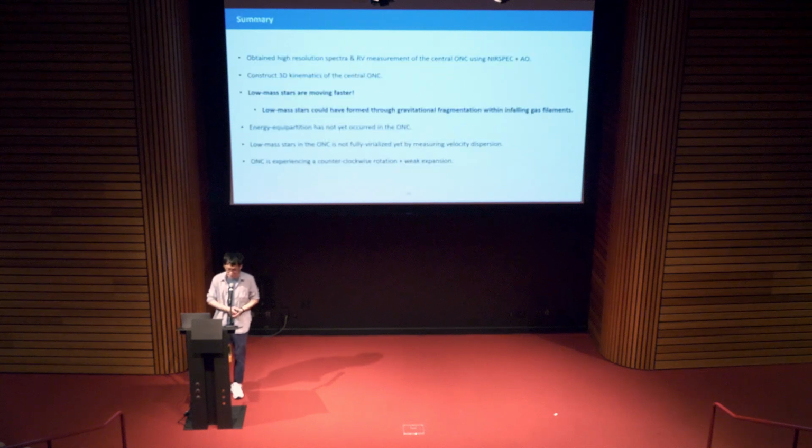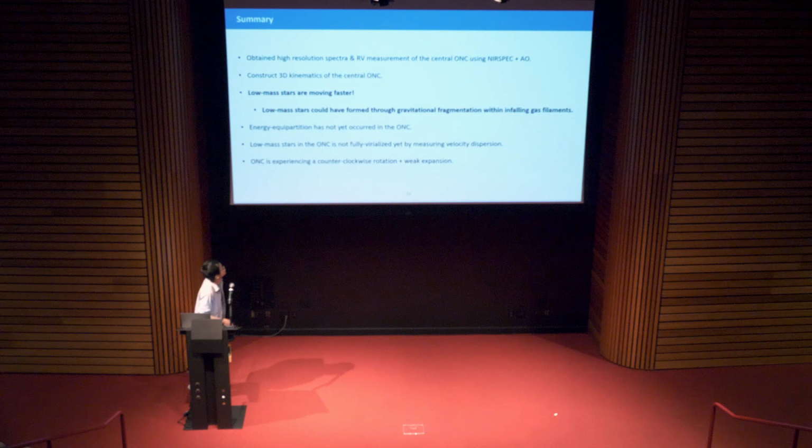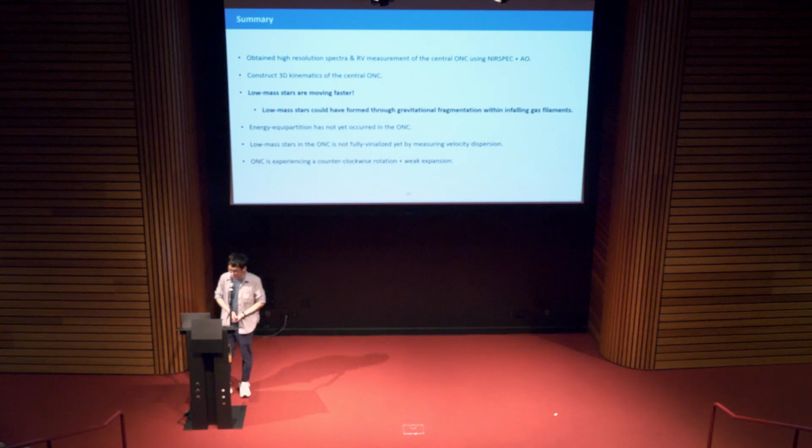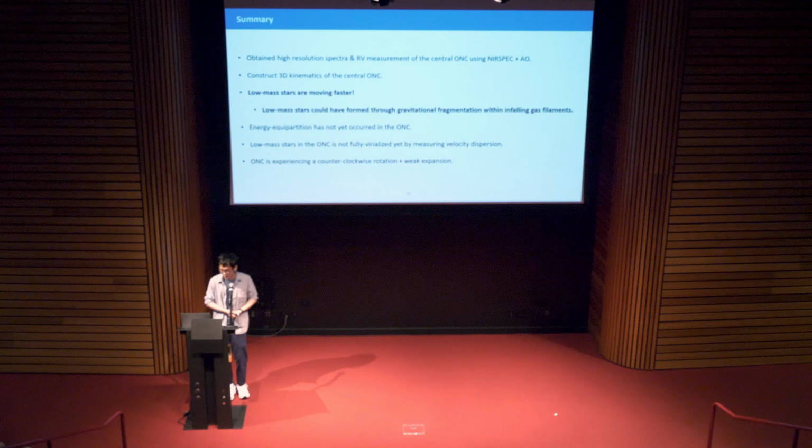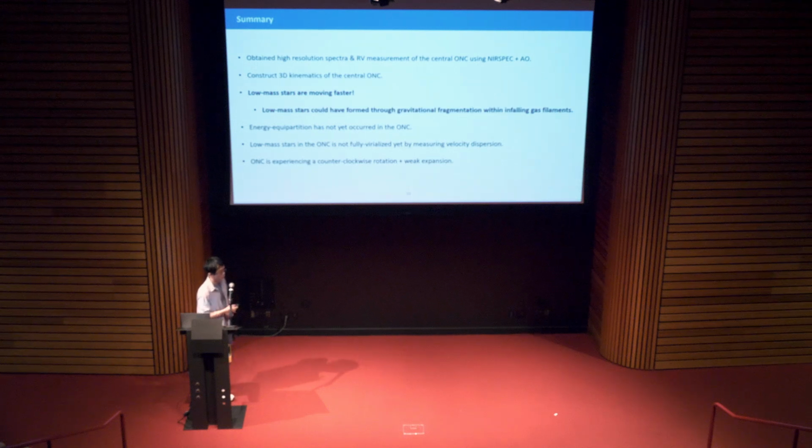So here is a brief summary of this work. We obtained high-resolution spectra and radial velocity measurements of the central ONC using NIRSPEC with adaptive optics. Then we constructed the 3D kinematics of the central ONC. The most important takeaway is that low-mass stars are moving faster, which could be indicative that low-mass stars could form in the gravitational fragmentation way, which I described in the early pages.